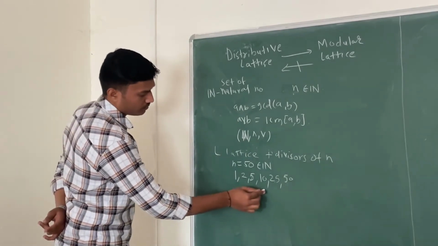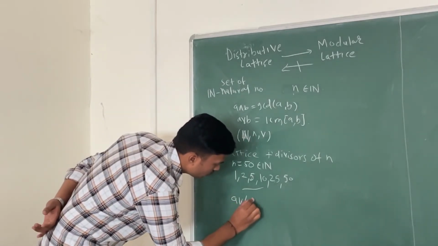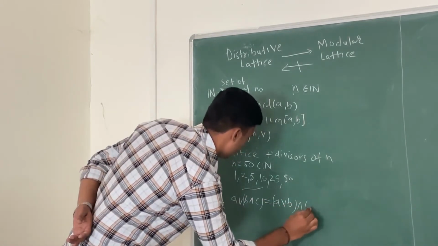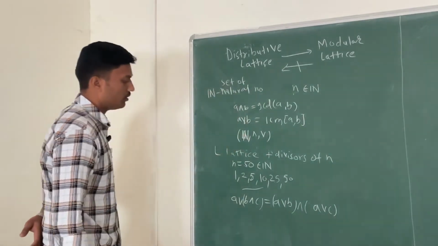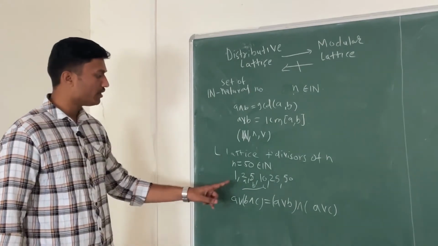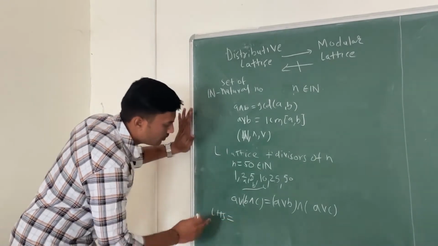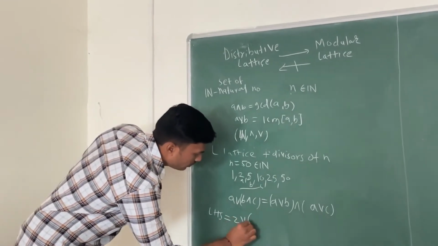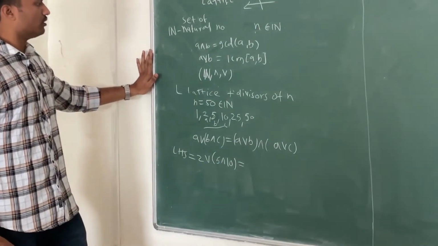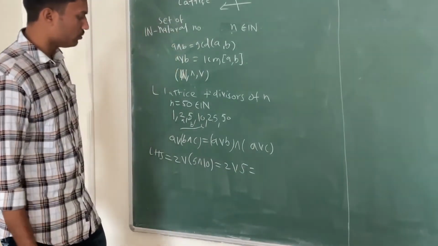Choose any 3 elements. We will choose these 3 elements. A join B meet C is equal to A join B meet with A join C. We choose this as A, B and C. Then we have to show that LHS is equal to RHS. First we go for left hand side. What is A? 2 join 5 meet 10. What is the GCD of 5 comma 10? What is the LCM of these two?